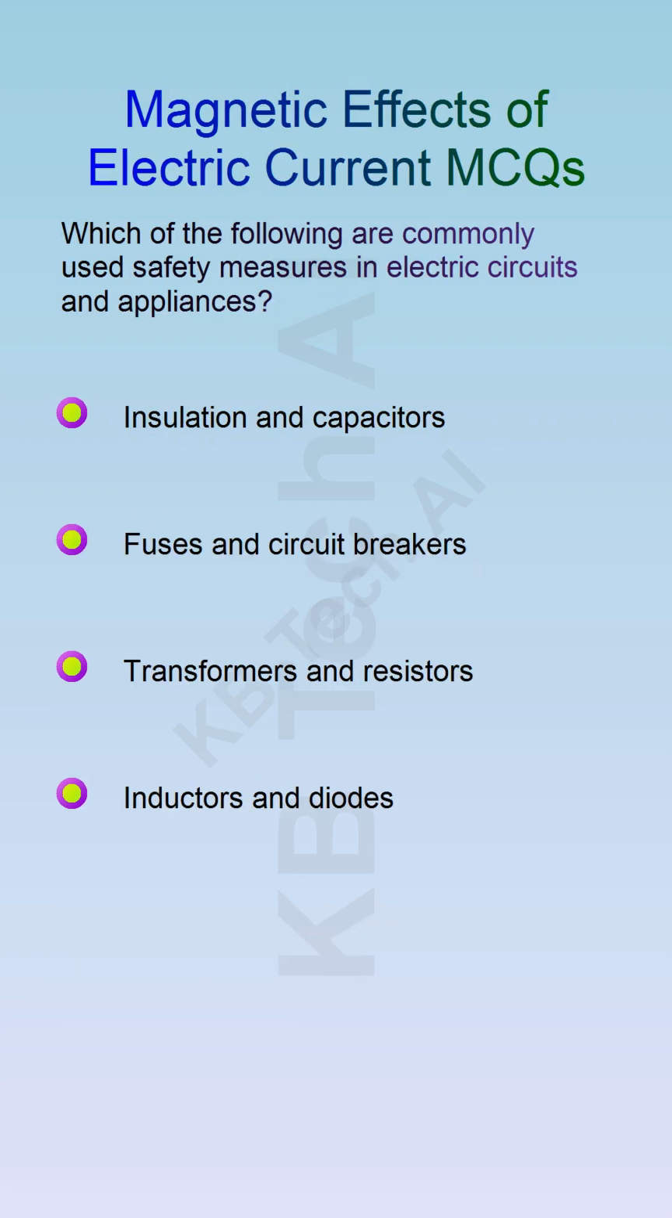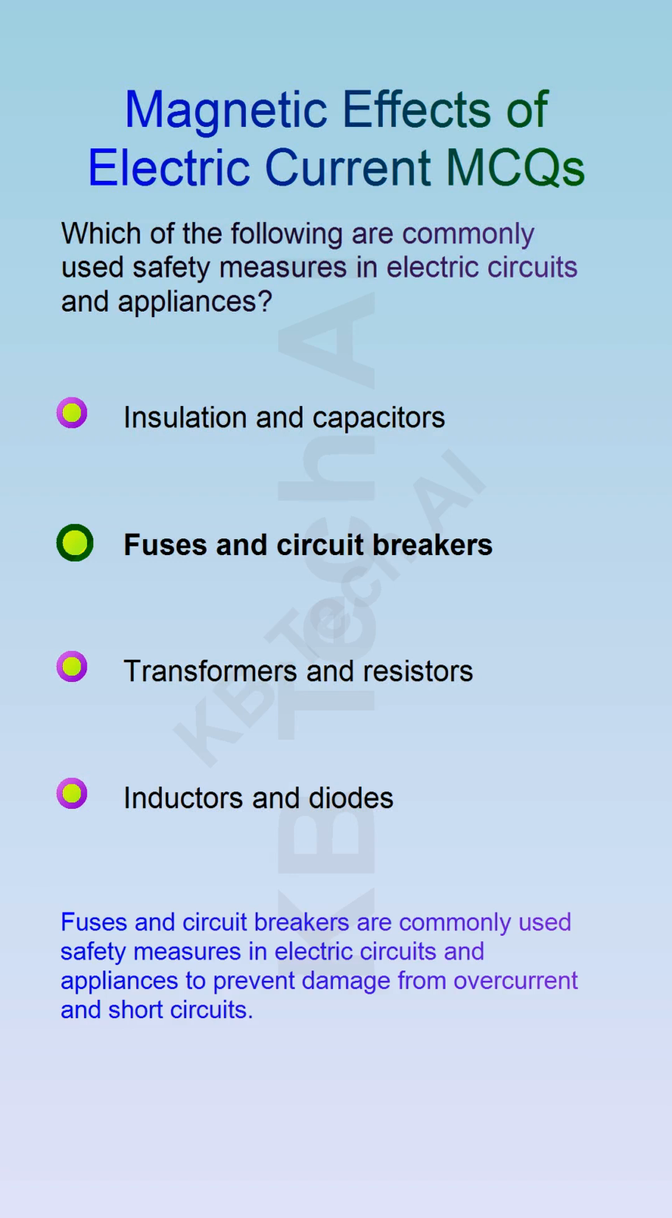Which of the following are commonly used safety measures in electric circuits and appliances? Option 1, insulation and capacitors. Option 2, fuses and circuit breakers. Option 3, transformers and resistors. Option 4, inductors and diodes. The answer is, option 2, fuses and circuit breakers.